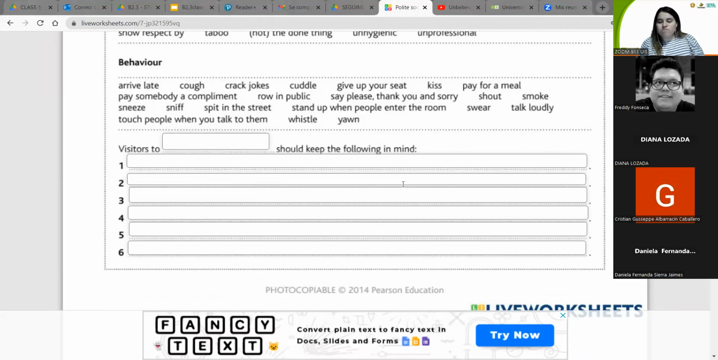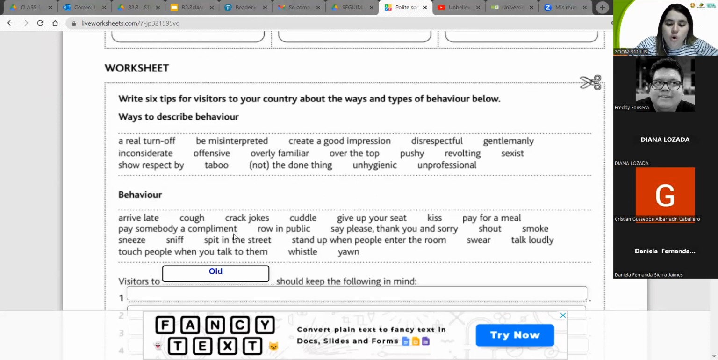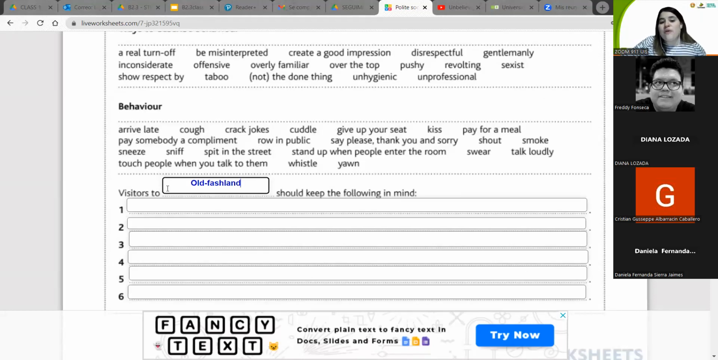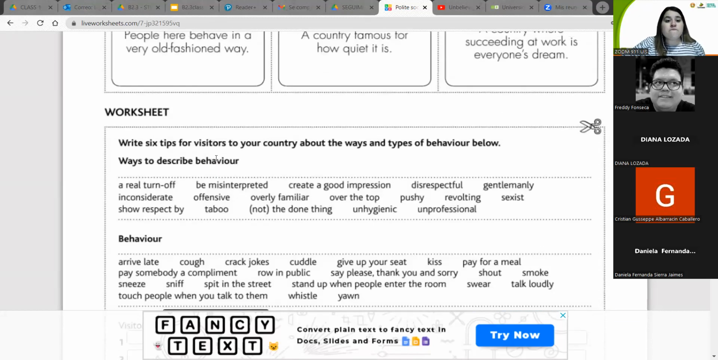that you're going to give as tips for visitors to your country. So visitors to, and then you choose Old Fashioned, for example. So your country is Old Fashioned, let's say. So visitors to Old Fashioned should keep the following in mind. You're going to come up with 6 types of behaviors that they should follow or should be careful with. Is it clear?